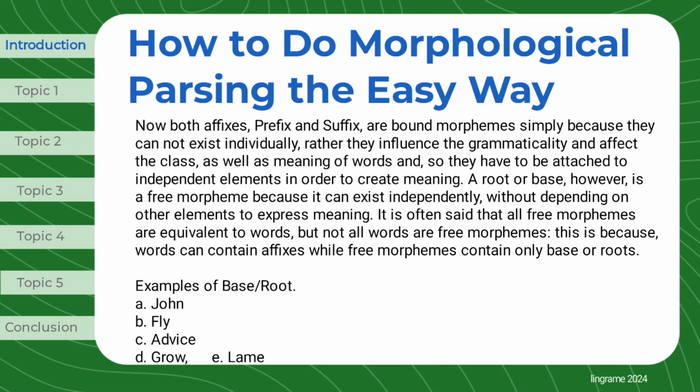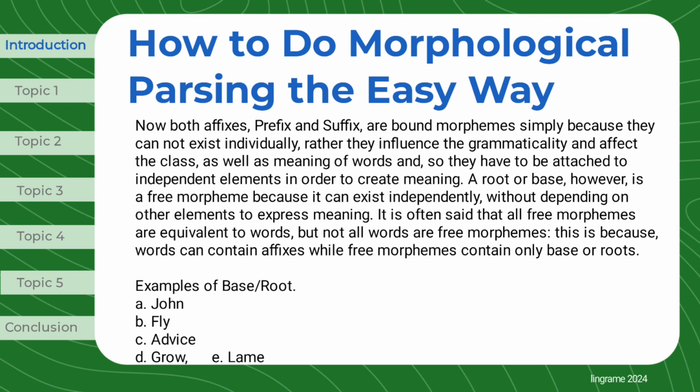Now both affixes, prefix and suffix, are bound morphemes simply because they cannot exist individually; rather, they influence the grammaticality and affect the class, as well as meaning of words, and so they have to be attached to independent elements in order to create meaning. A root or base, however, is a free morpheme because it can exist independently, without depending on other elements to express meaning. It is often said that all free morphemes are equivalent to words, but not all words are free morphemes. This is because words can contain affixes while free morphemes contain only base or roots.